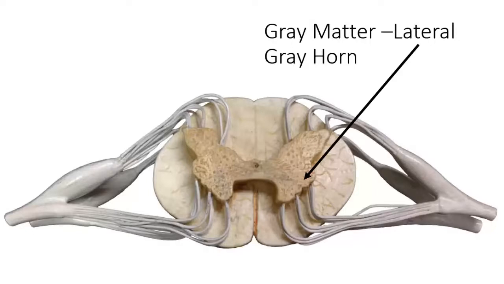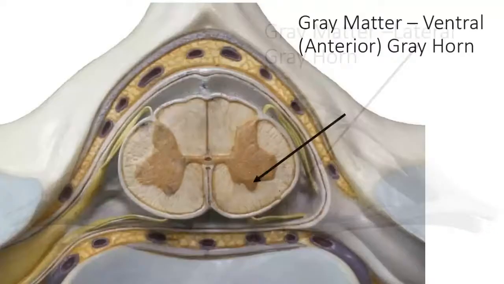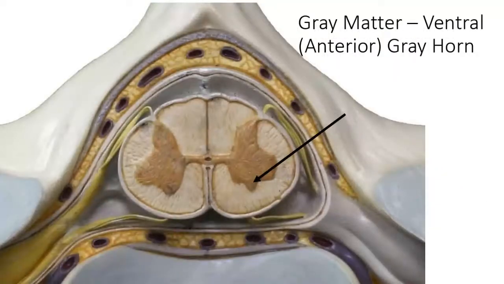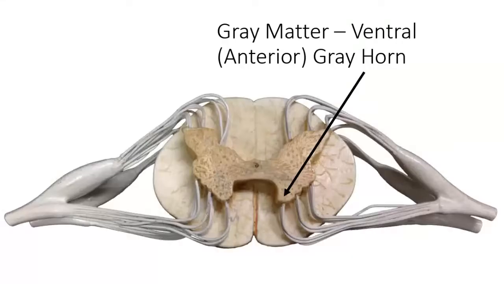And then finally, we have the anterior or ventral gray horn. This will contain the cell bodies of the lower motor neurons, which are going to innervate skeletal muscle, the somatic motor neurons. Here it is on this model here.